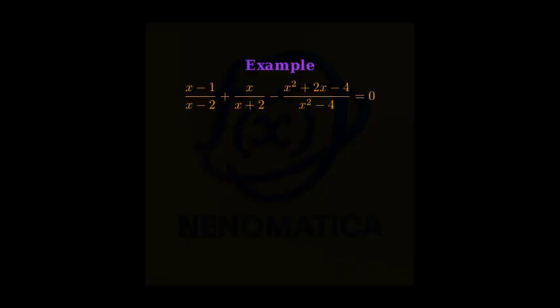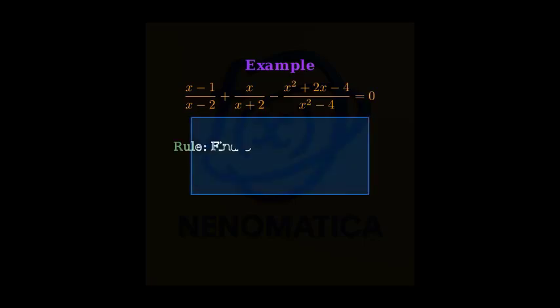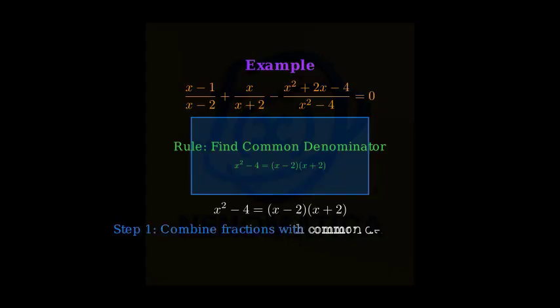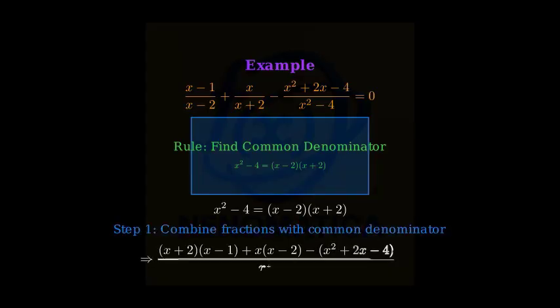The first step in solving this equation is to find a common denominator for all the fractions. Let's note that x squared minus 4 can be factored as x minus 2 times x plus 2. This means we can use x squared minus 4 as our common denominator. So our first step is to combine these fractions by getting a common denominator, and then simplifying the numerator.